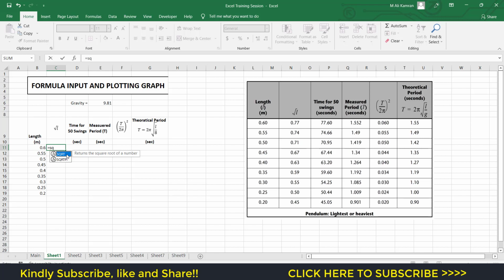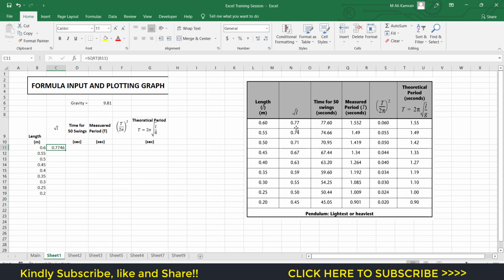Either we can click or we can press the tab button. So let me press the tab button, and then it says select the number, right? So the number is in cell B11. So that is why we have B11 again here. So I will close the brackets, and I will press the enter button. So we have that 0.7746.